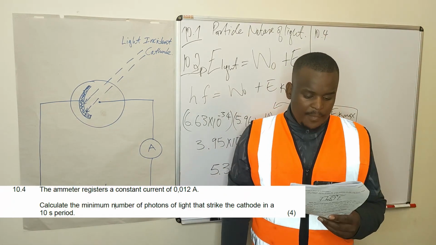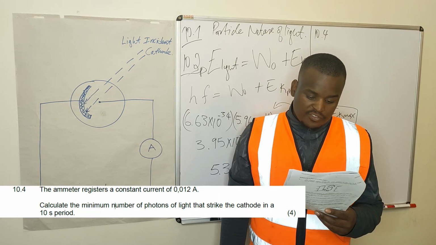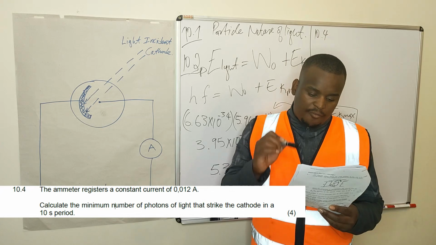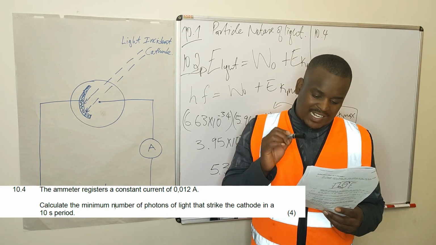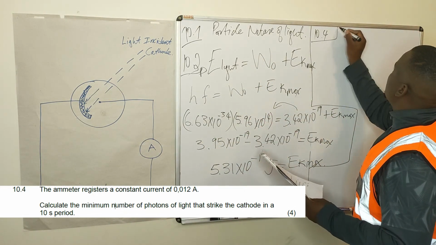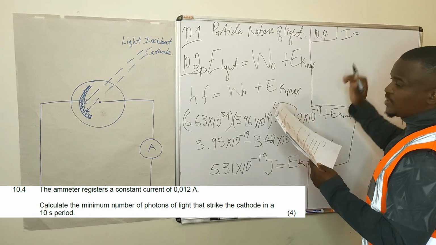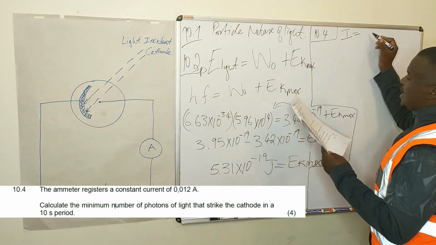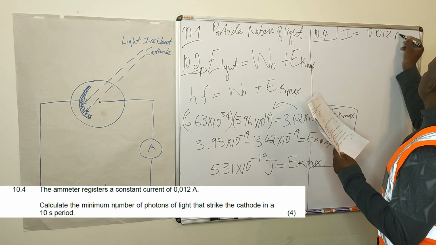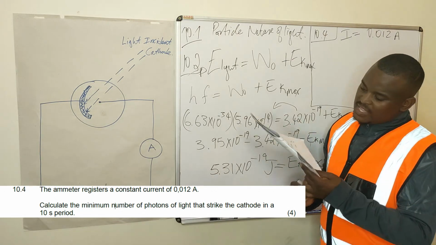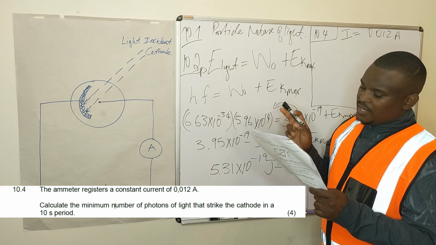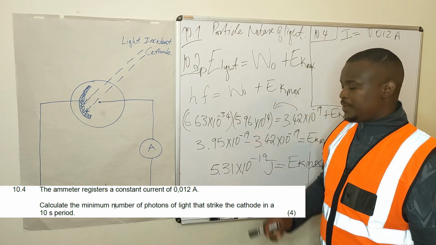So the ammeter registered a constant current of 0.012 amps. Calculate the minimum number of photons of light that strike the cathode in a 10-second period. So you are given that the ammeter of this cathode registered a current of 0.012 amps. Now they want us to calculate the minimum number of photons that strike the cathode in a 10-second period.